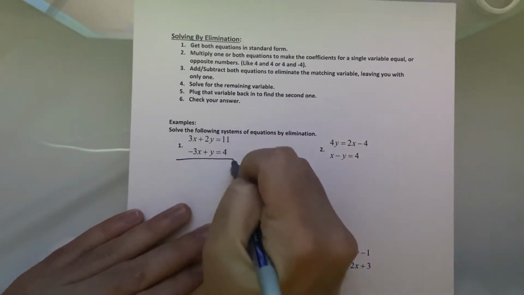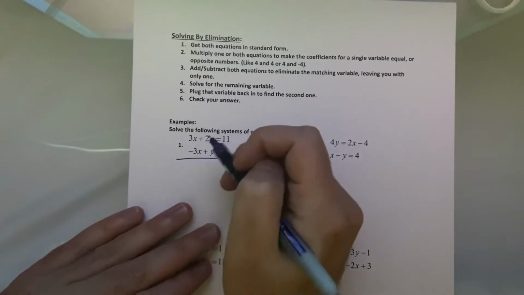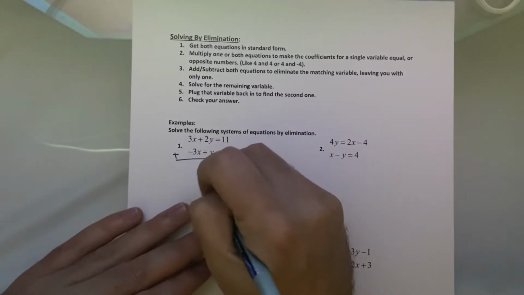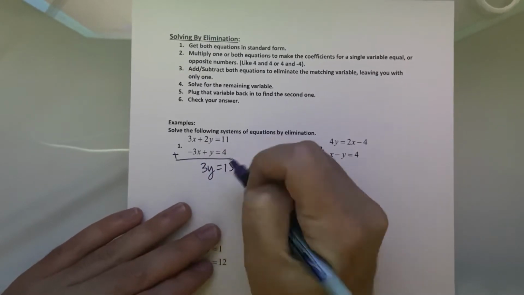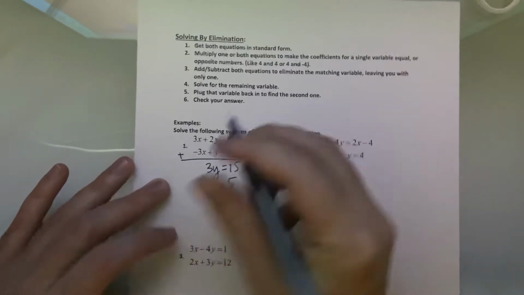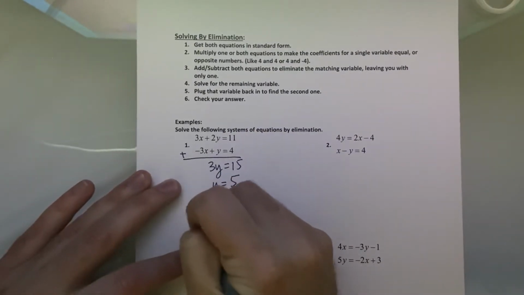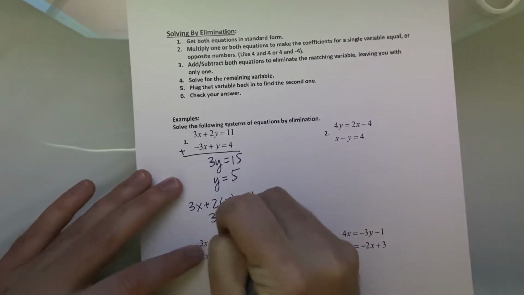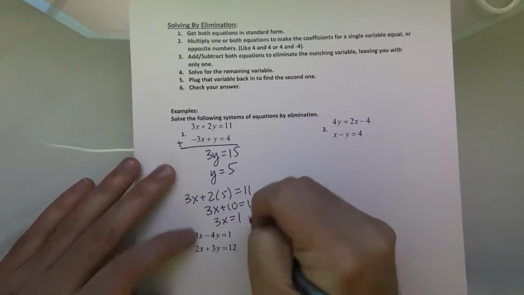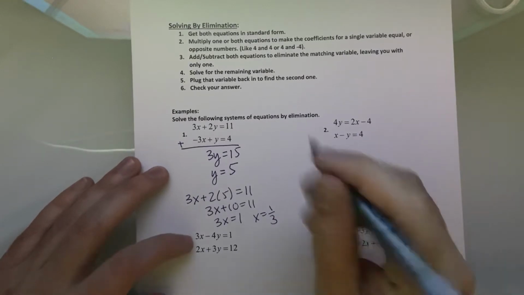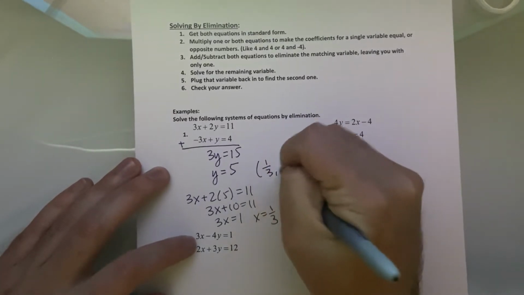So here, equation 1, the 3 and negative 3 already combine to cancel out x. When we add these two equations together, we get 3y equals 15. Divided by 3, y is 5. I can take 5 and plug it into any equation for y. 3x plus 2 times 5 is 11. 3x plus 10 is 11. 3x equals 1, which means x is 1/3. What that means is our solution is (1/3, 5).